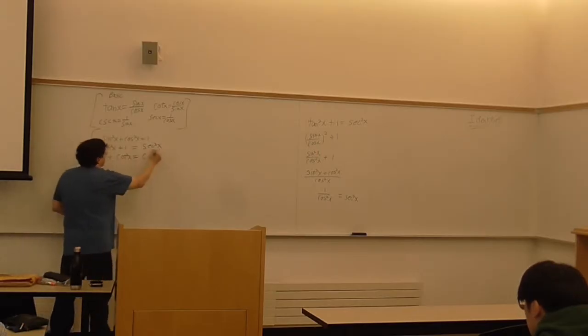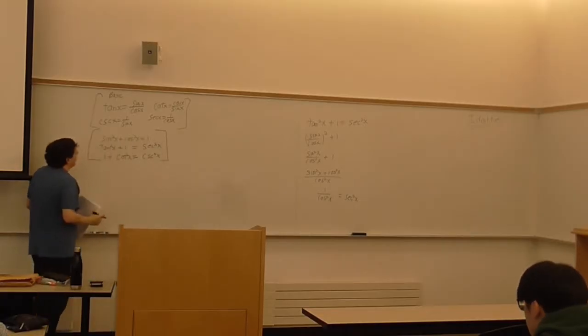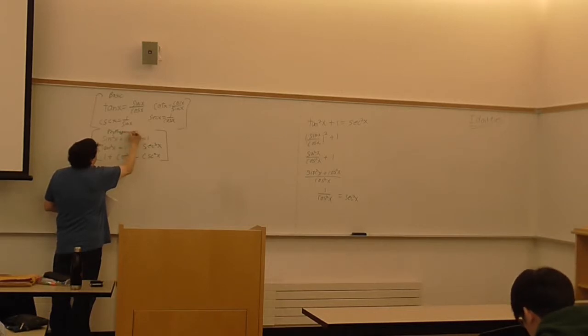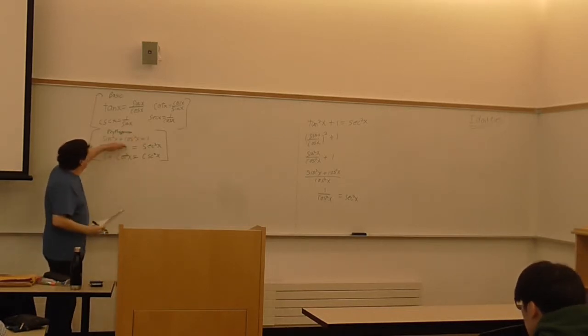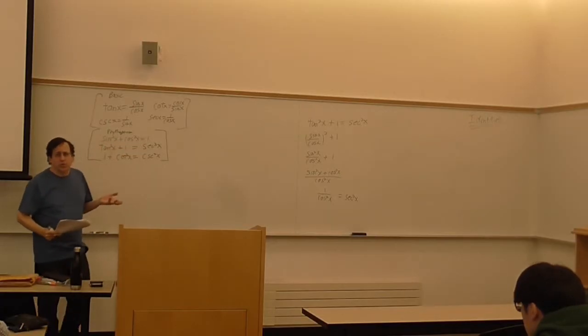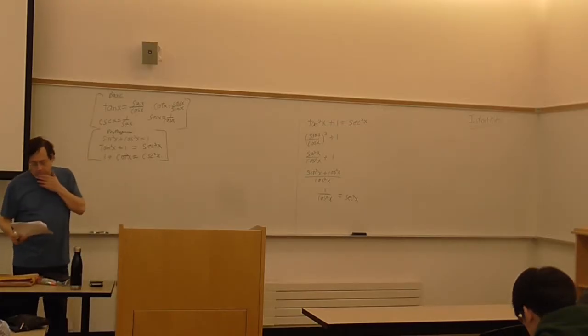So these three identities are referred to as the Pythagorean identities because they all branch out of sine squared x plus cosine squared of x, which we show using the Pythagorean theorem.